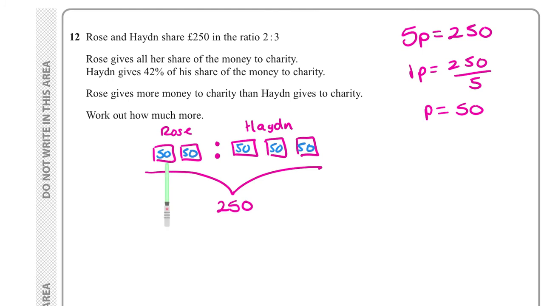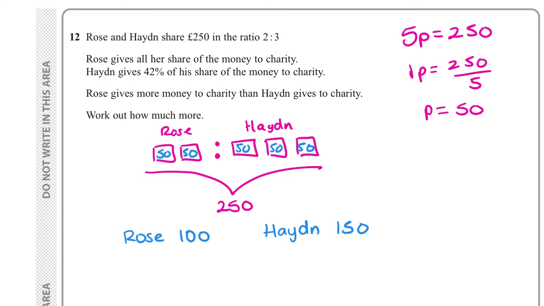And I can double check. What's 50 plus 50? 100. 100 plus 50, 150. 150 plus 50, 200. 200 plus 50, 250. Was that the total? Yes. I'm constantly checking that what I've done is right. Okay, this is fantastic, so I know this is right. So how much does Rose actually have? 100. And how much does Hayden have? 150. Let's double check again. Is 100 plus 150 250? I know I'm right. Okay, perfect.